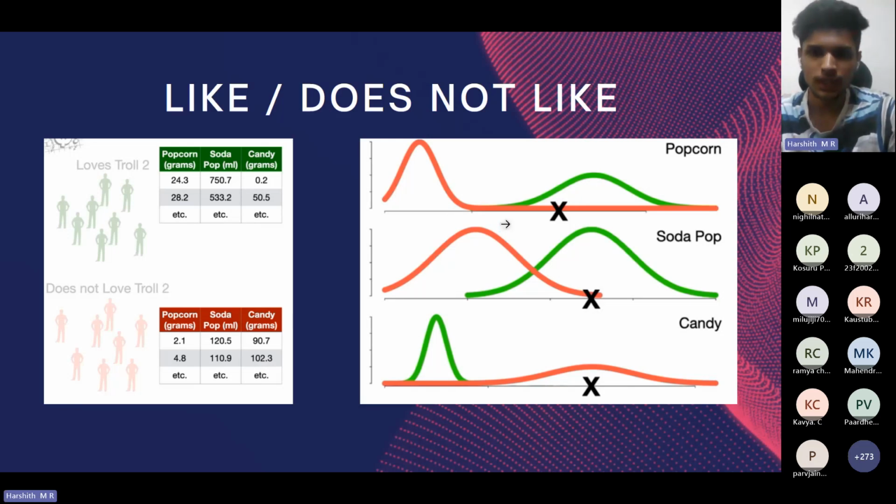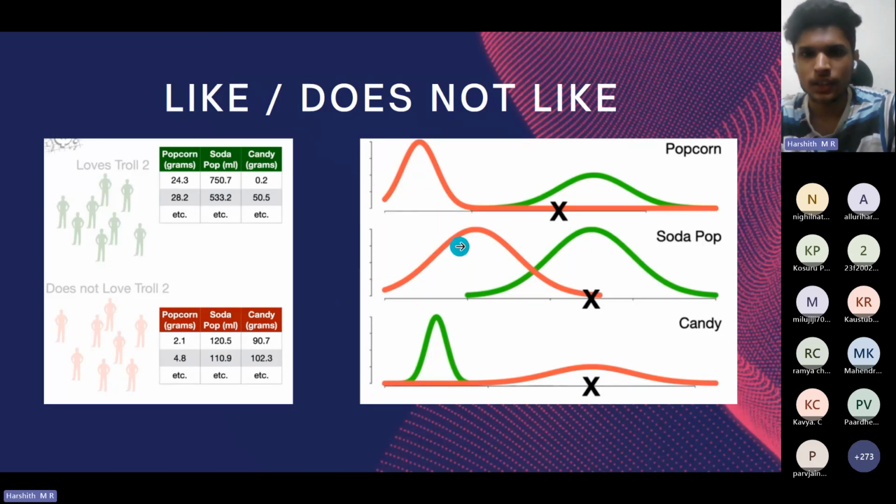When you get a new sample, you plot the x coordinate in the graph and get the y coordinate. For this x coordinate and for liking the popcorn, this would be the y coordinate. This y coordinate gives you the probability, which will be used later. And this x coordinate will also give the probability for not liking the popcorn. Similarly, we do it for the soda as well as candy, and we'll get 6 probabilities. We'll see how these probabilities are used for classification.